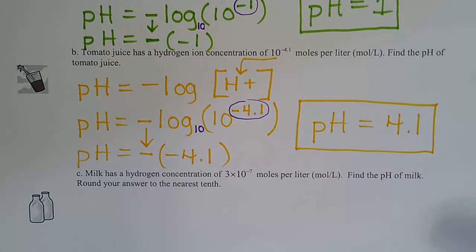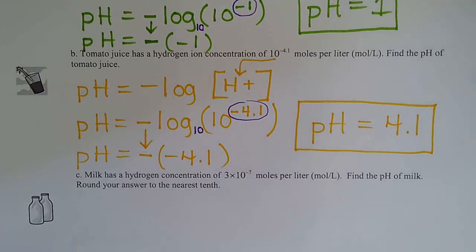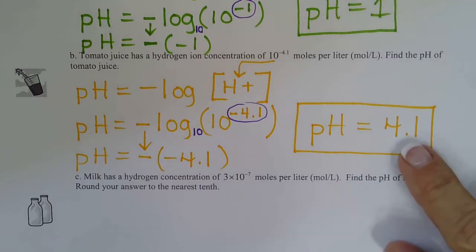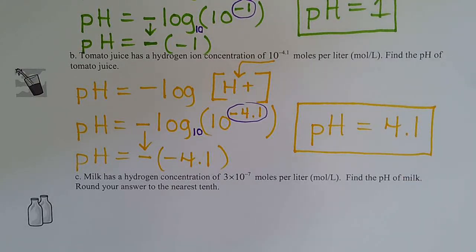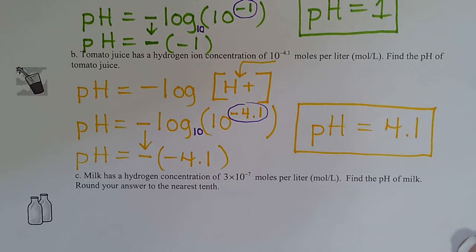Not as acidic as your stomach juices, but acidic. So anything under 7 is acidic.